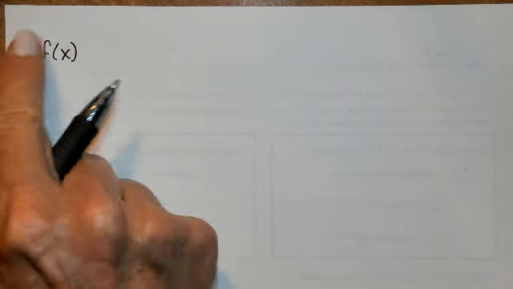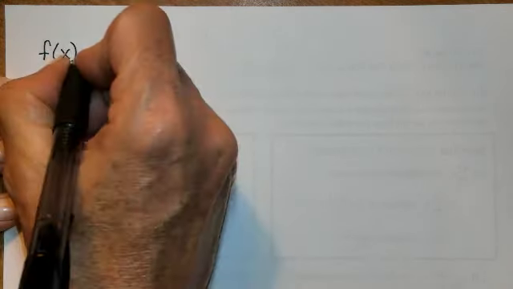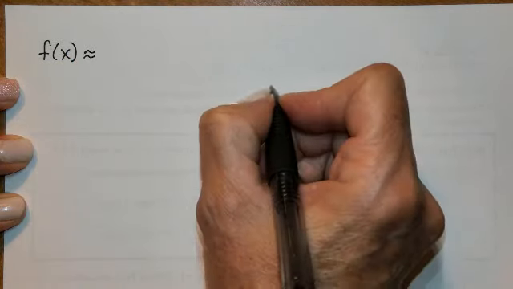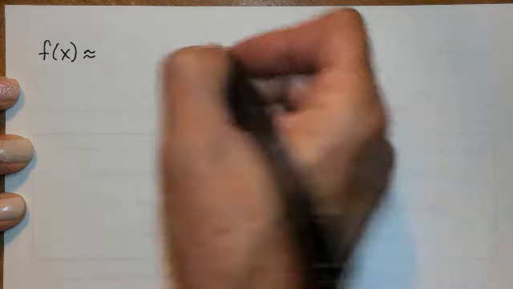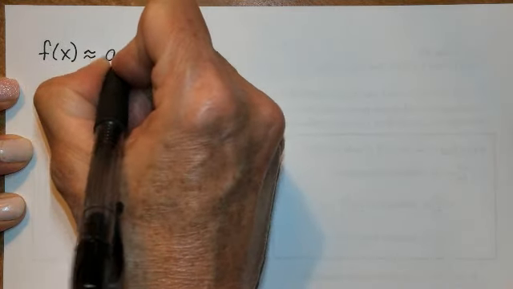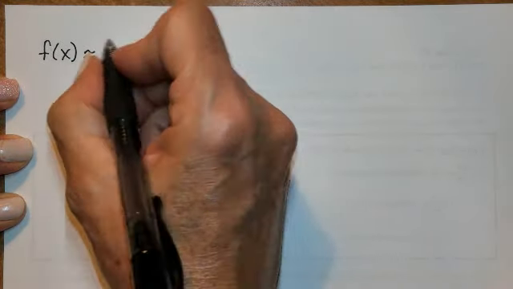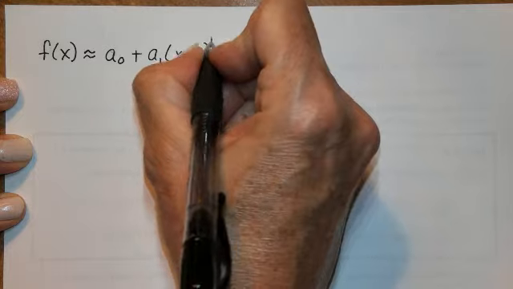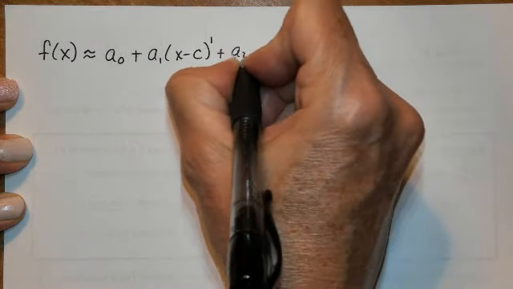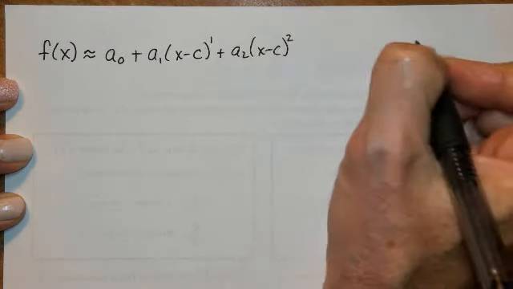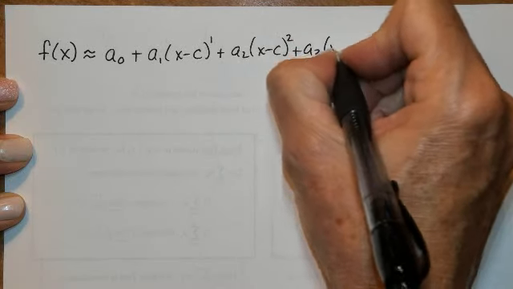Okay, so I'm going to write that, so we just found that our function, this would be like the sine x, can be represented, so it's approximately equal to this series, right? And I'm just going to write out the terms of the series. So some constant, and then a sub 1 x minus c to the first, a sub 2 x minus c squared, etc. And I'm just going to write down a few terms.